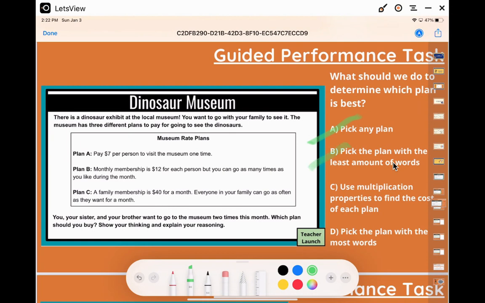We can't do that, guys. That doesn't involve math. Or this one's got a whole bunch of words, so maybe it's the answer. Nope, not going to do that either, guys. We have to use a strategy. And the strategy that we're going to use is our multiplication properties because that's what we've been talking about all week, guys. We are going to use multiplication properties to find the cost of each plan, and then we're going to pick an answer.